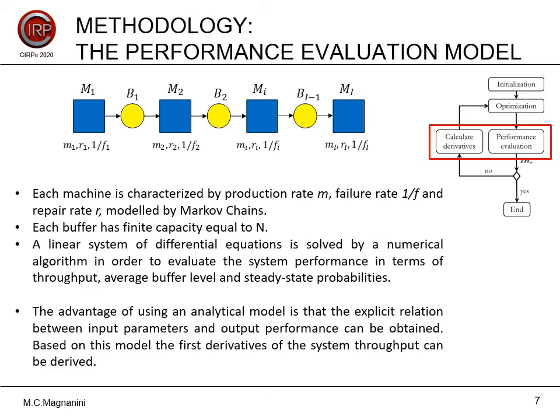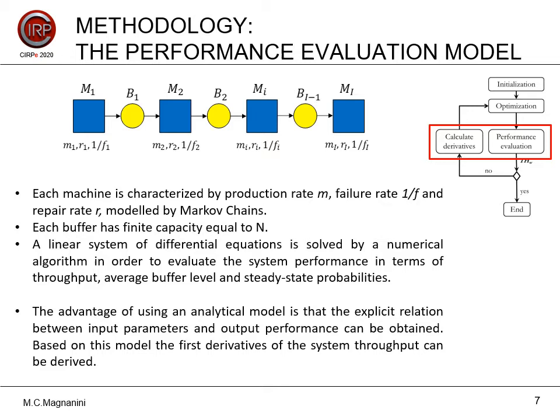A linear system of differential equations is solved by a numerical algorithm in order to evaluate the system performance in terms of throughput, average buffer level, and steady-state probabilities. The linear system is obtained by means of decomposition equations, which are based on the system dynamics. The system dynamics include the propagation of effect, which means blocking and starvation phenomena along the stages. The model has been already presented in other works and proved itself to be accurate with respect to real cases.